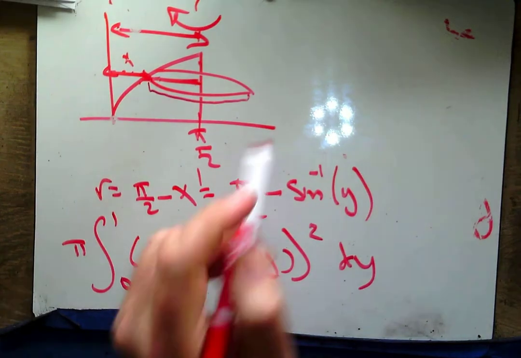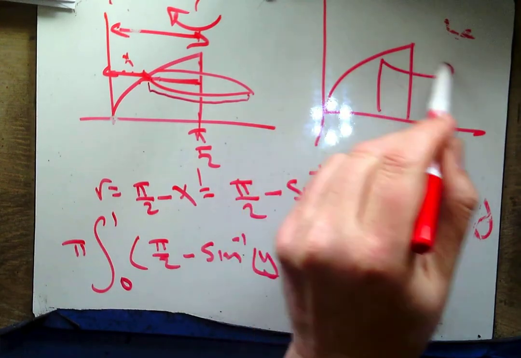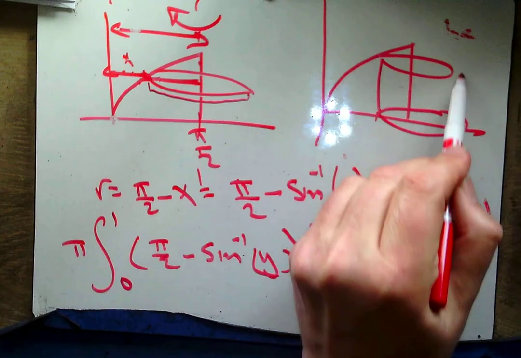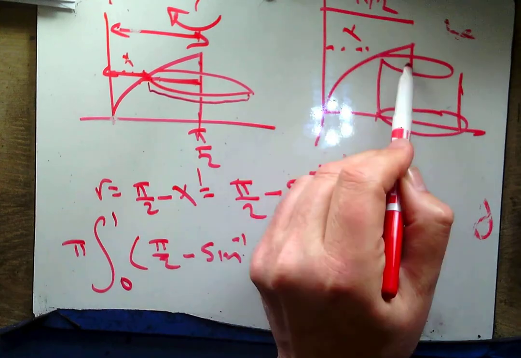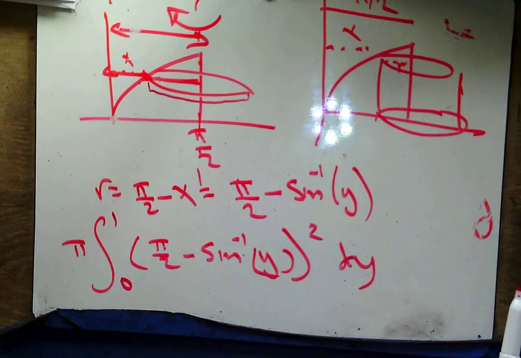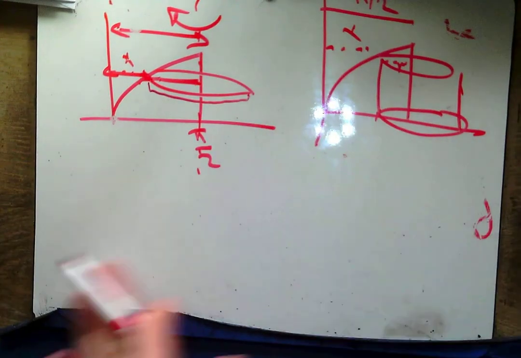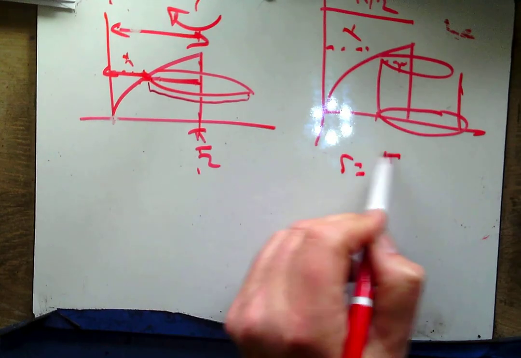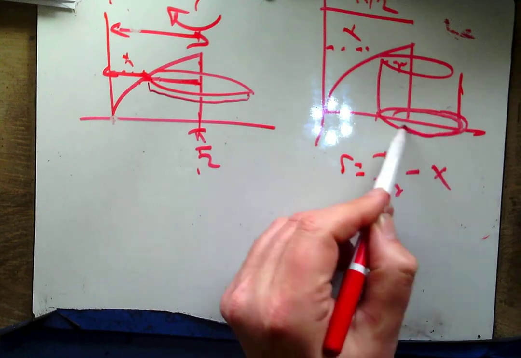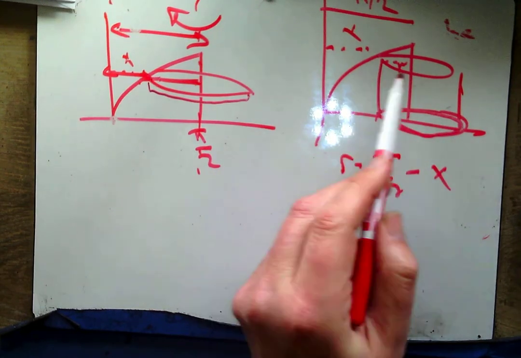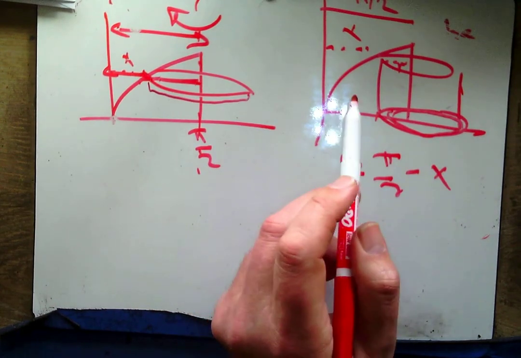Okay, so can we do the shell version? So here we go. Shells. Okay, well, I notice again that this is x, and this is pi over 2, and that's my radius. It's kind of interesting to get the radius the same with both. So my radius here is pi over 2 minus x. Aha! This time the thickness is dx. So I don't actually have to change this x into sine inverse y.